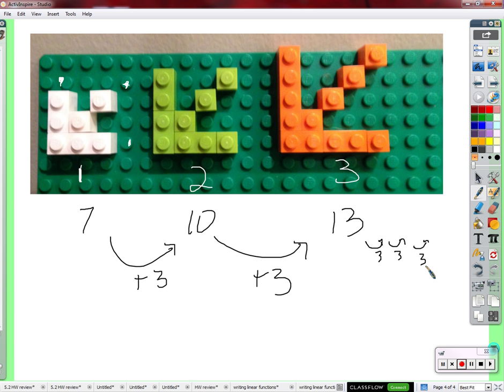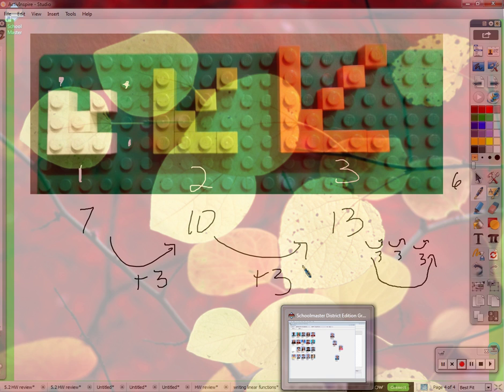How could we make a bigger jump all at once, just jump from figure 1 to figure 6? Five times three. Oh, so you did 5 times 3. Why did you do 5 times 3? Because I did 6 minus 1. Okay, why is it 6 minus 1?